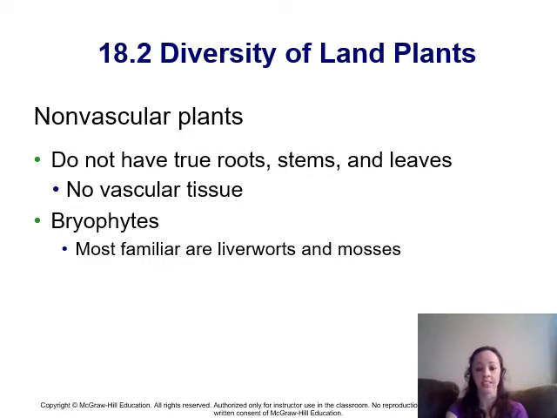And because of this, non-vascular plants generally need to stay wet in order to survive. The absence of vascular tissue causes these plants to remain very short. Non-vascular plants are also called bryophytes, of which the most familiar are liverworts and mosses.